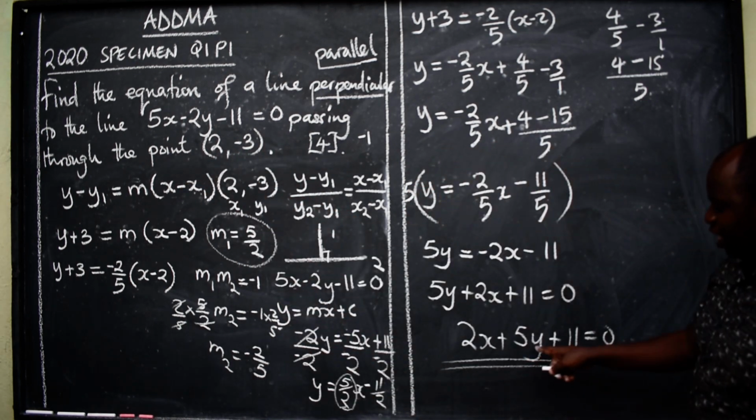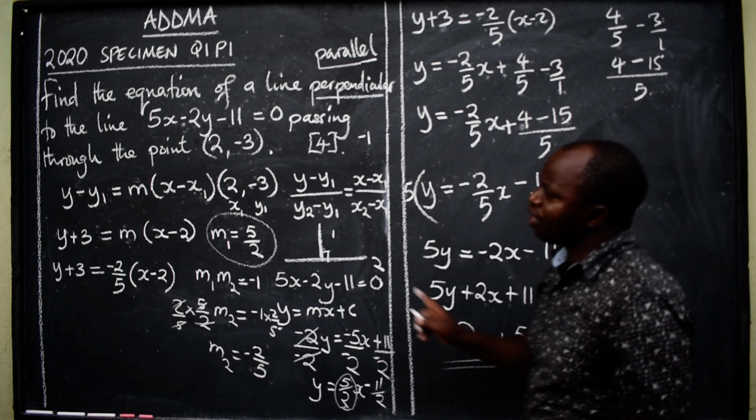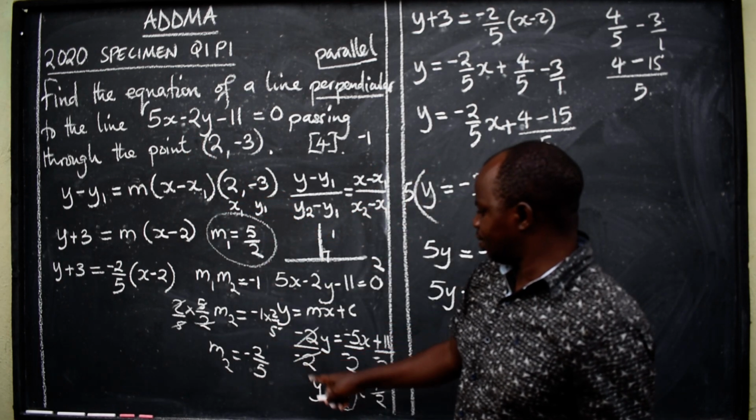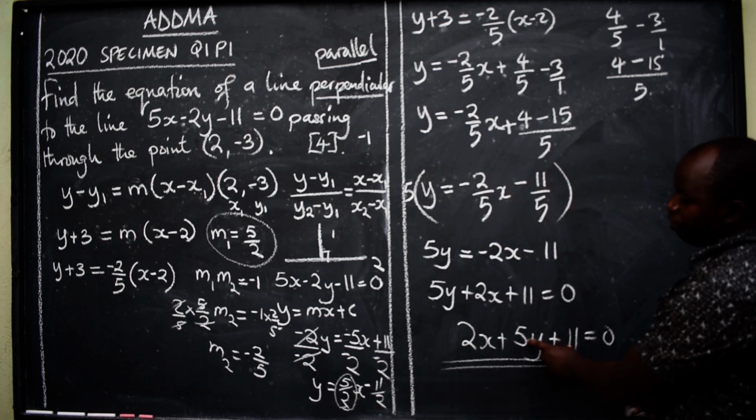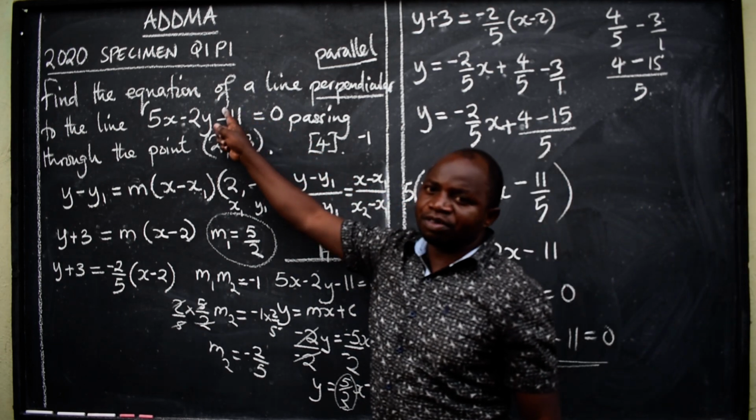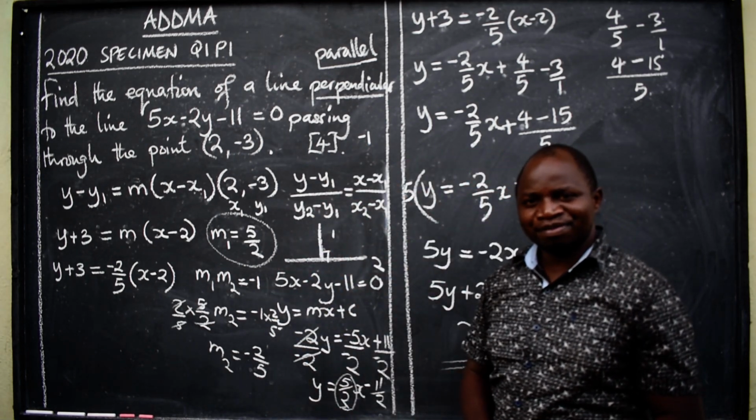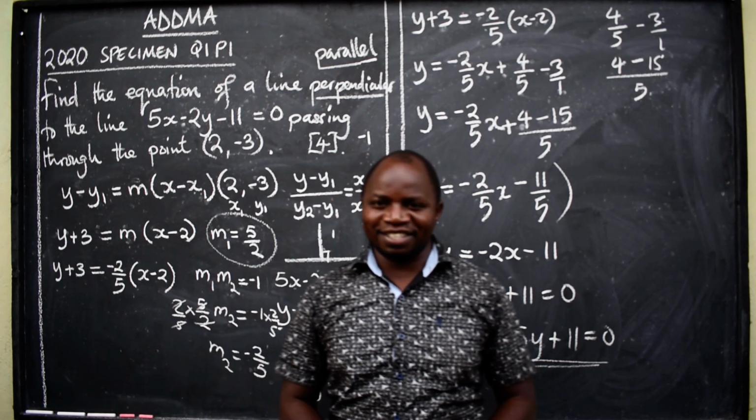Try to find the gradient of this. You also find the gradient of the other one, which we got as 5 over 2. Now, if you find the gradient of this and the gradient of this, multiply them and see if they'll give you negative 1. This is the way the question was supposed to be answered.